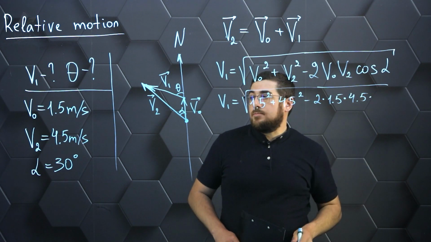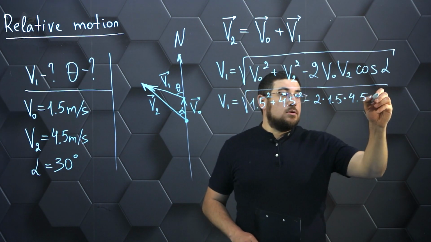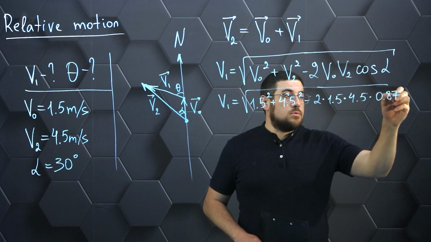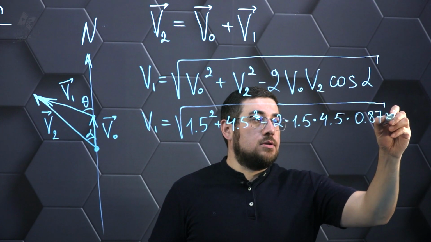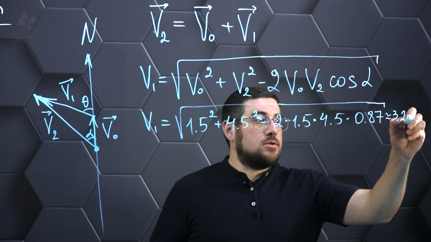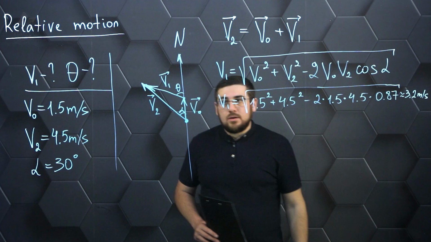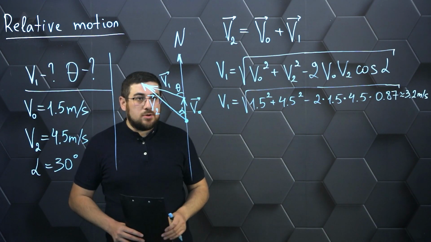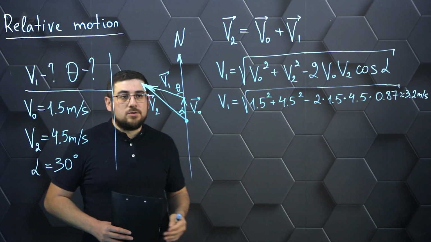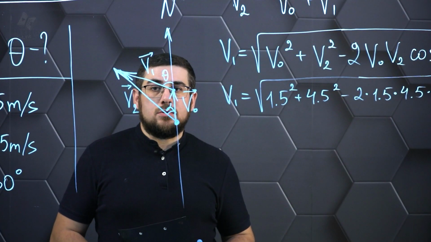And the cosine of 30 degrees, let's take it as 0.87. After calculations, we get an approximate answer of 3.2 meters per second. So, we have solved half of the problem, that is, we have found the speed of the ferry. Now the question is in what direction the ferry is moving.